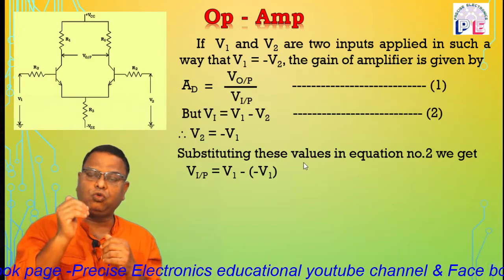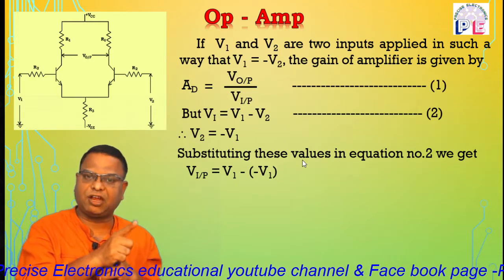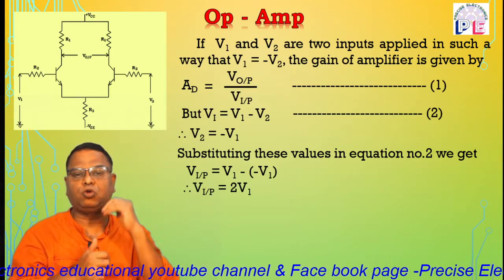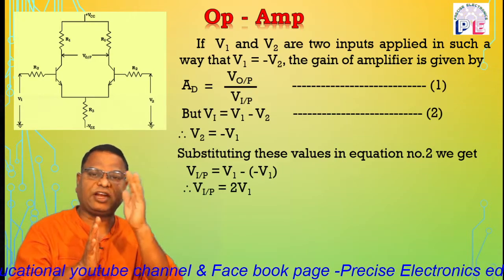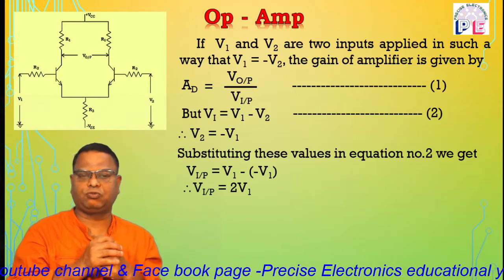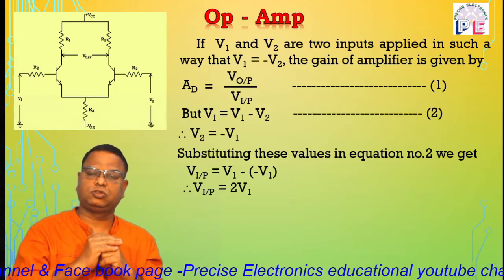So V input is equal to V1 minus, in bracket, minus V1. So minus minus becomes positive. So V input is now equal to twice V1. V input is equal to twice that of V1, or twice that of V2. We consider V input as twice that of V1.